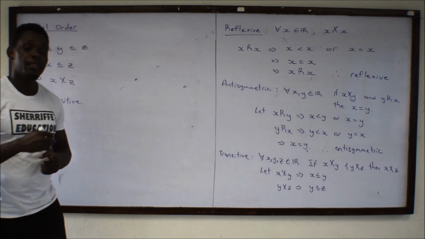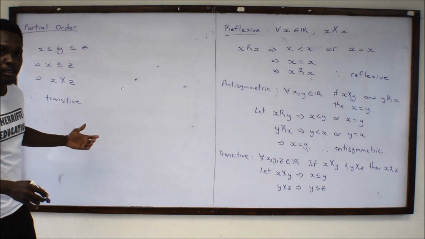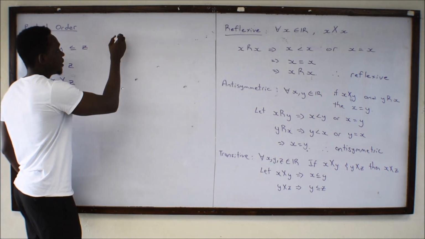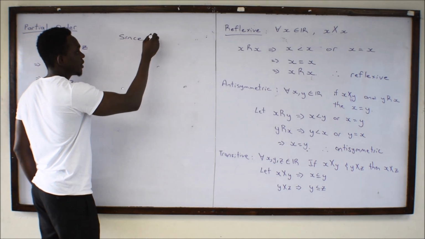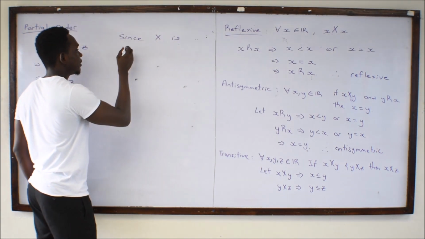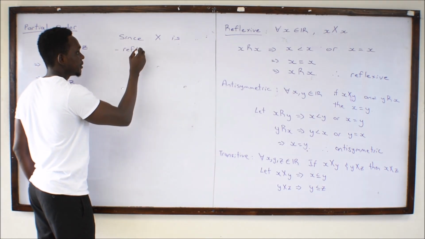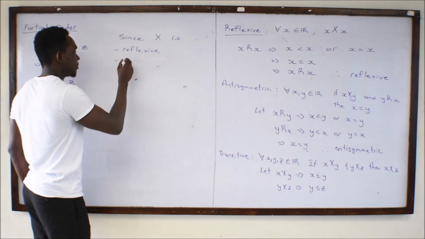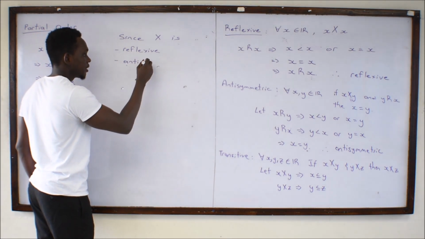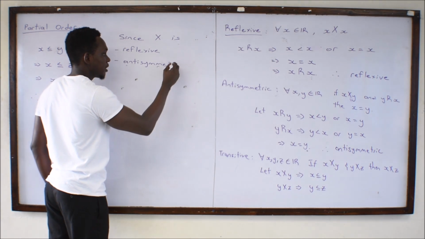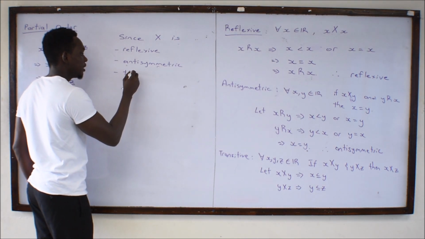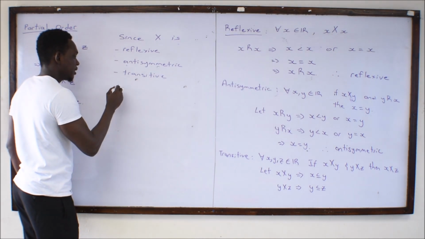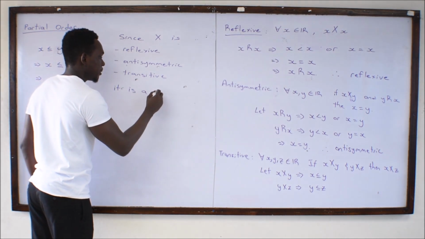Now, since all three properties hold, we say that this is a partial order. So since x is reflexive, antisymmetric, and transitive, it is a partial order.